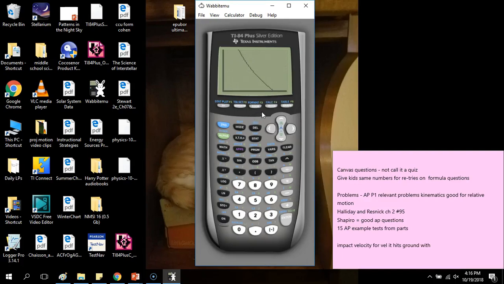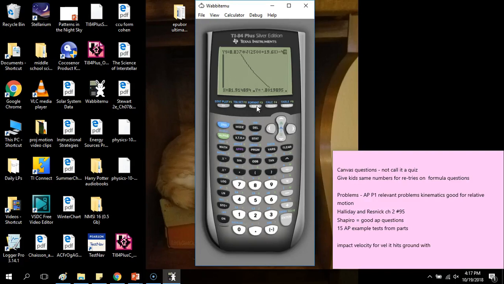So there's a couple things you can do. You can trace it and then just go along the line until you get to around where y is equal to 0. So it looks like it's around 81.